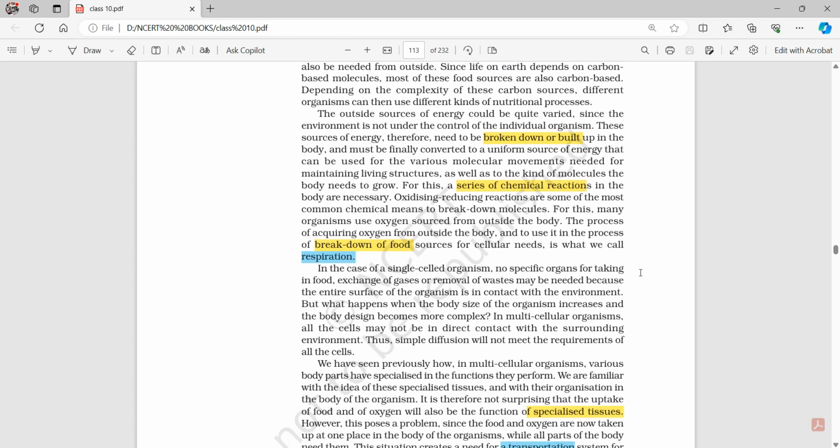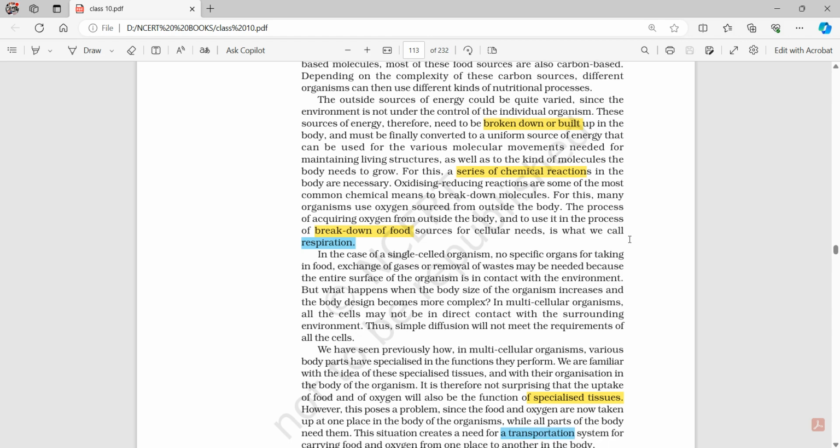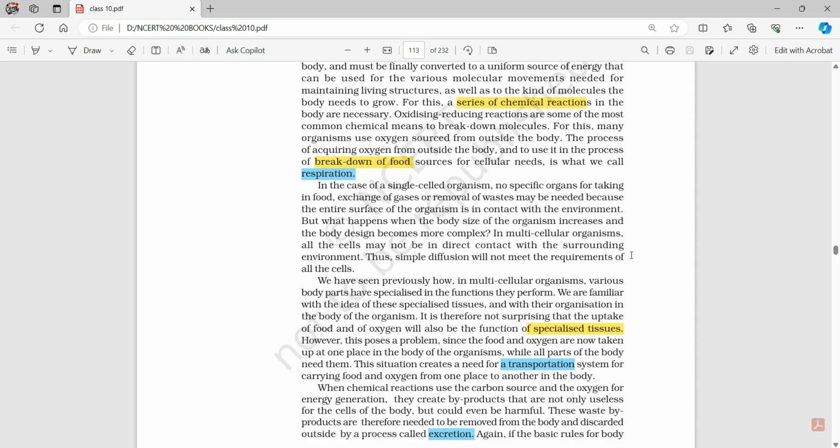Oxidizing and reducing reactions are some of the most common chemical means to break down molecules. For this, many organisms use oxygen sourced from outside the body. The process of acquiring oxygen from outside the body and using it in the breakdown of food sources or for cellular needs is what we call respiration. In the case of single-celled organisms, no specific organs for taking in or exchange of gases or removal of waste may be needed because the entire surface of the organism is in contact with the environment.